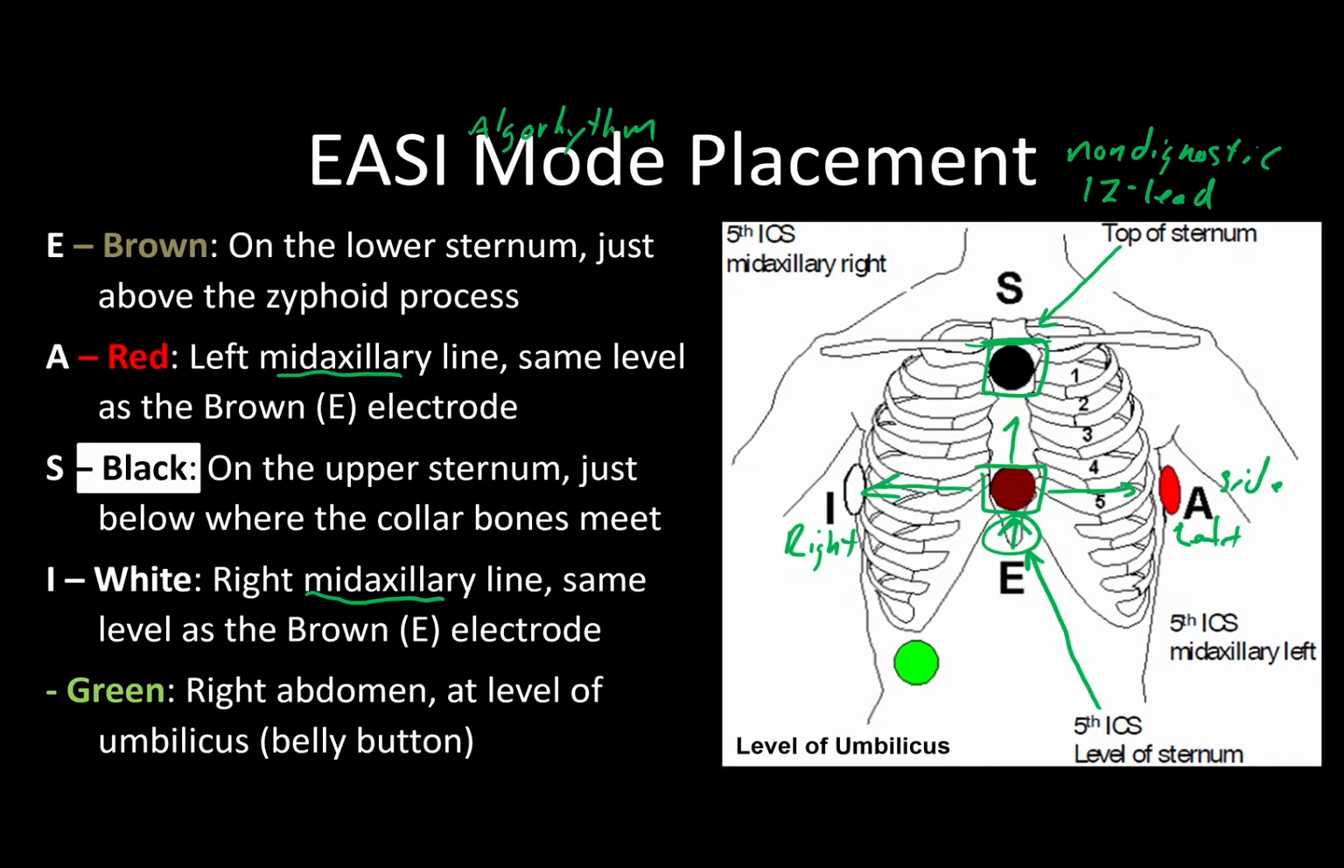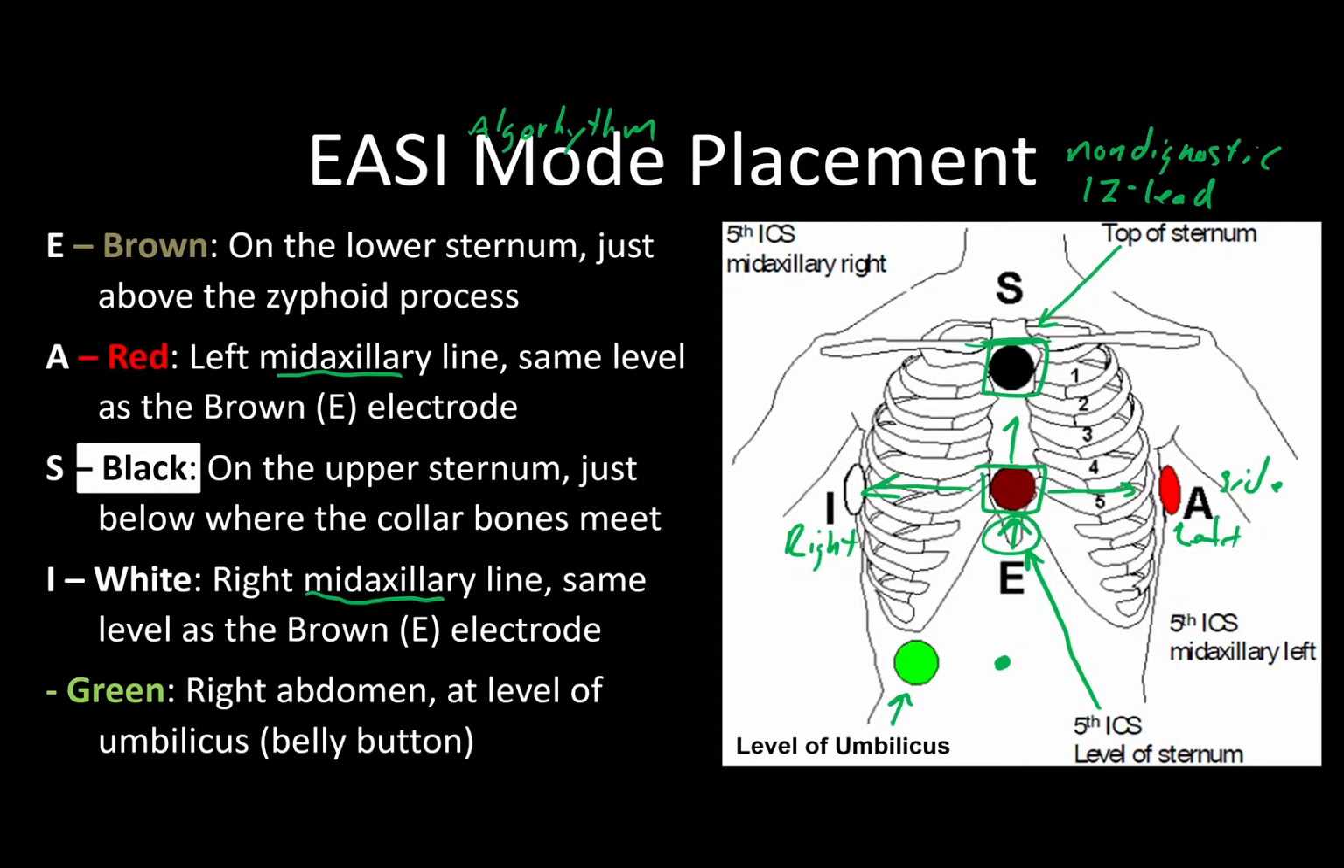representations. Last but not least, you've got your green lead, and this green lead actually needs to be at or around the level of the umbilicus, and actually a great distance away from that white lead. You don't want them too close together, otherwise it'll throw things off. That is the straightforward part of how EASI mode works and how you're supposed to place them properly to get the best signal.